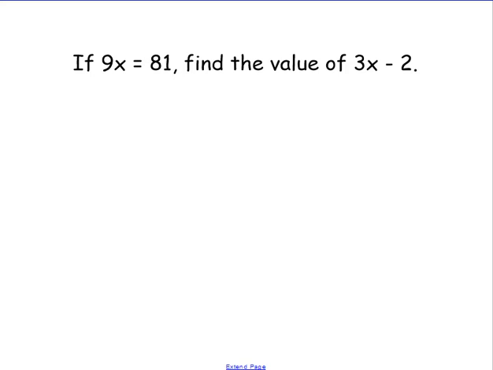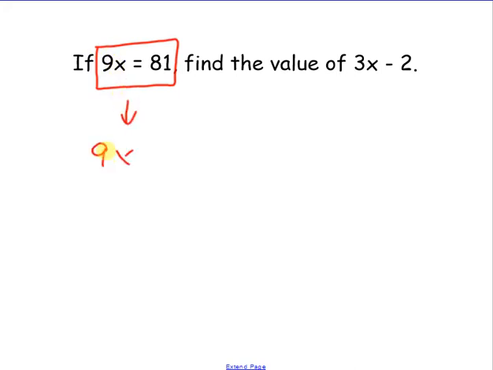So you're going to be given a sentence with two equations in it. So if 9x equals 81, find the value of 3x minus 2. Now don't get confused. I want you to find the mathematical sentence that has the equal sign. So does this one right here have an equal sign? No. Does this one? Yes. Put a box around it or highlight it, okay? This is the first one that you're going to solve.